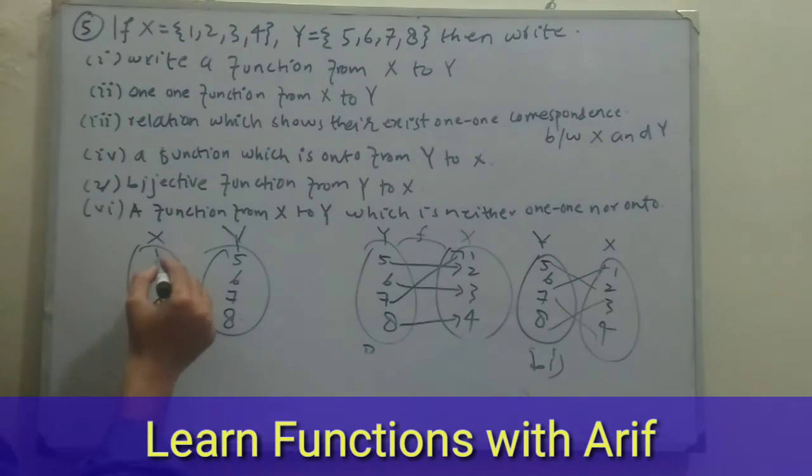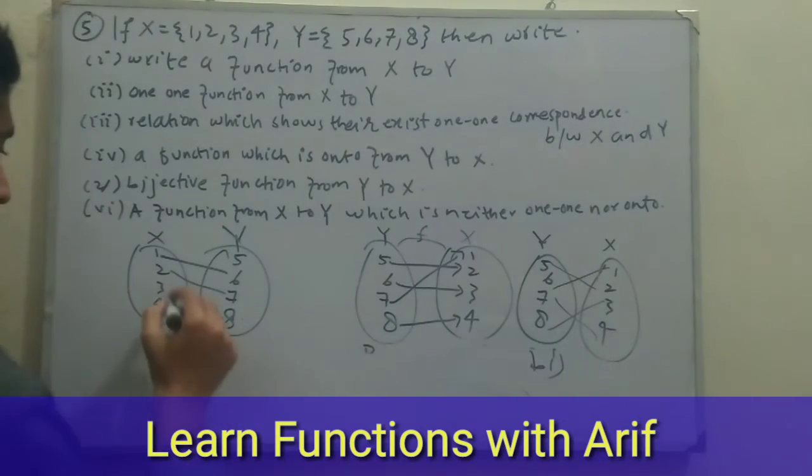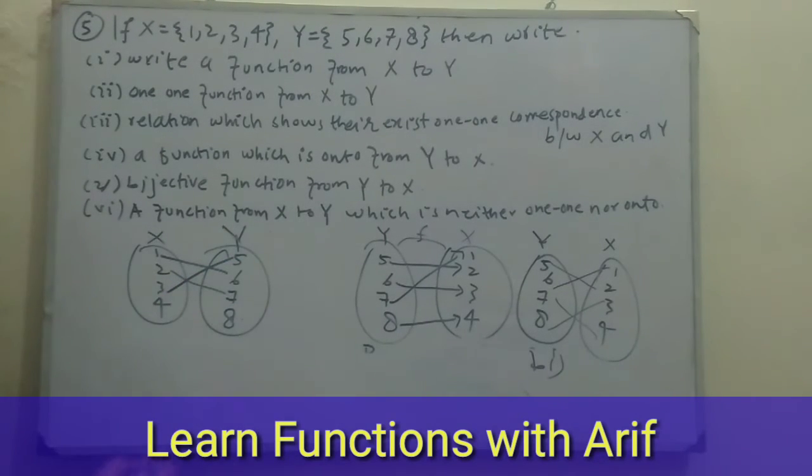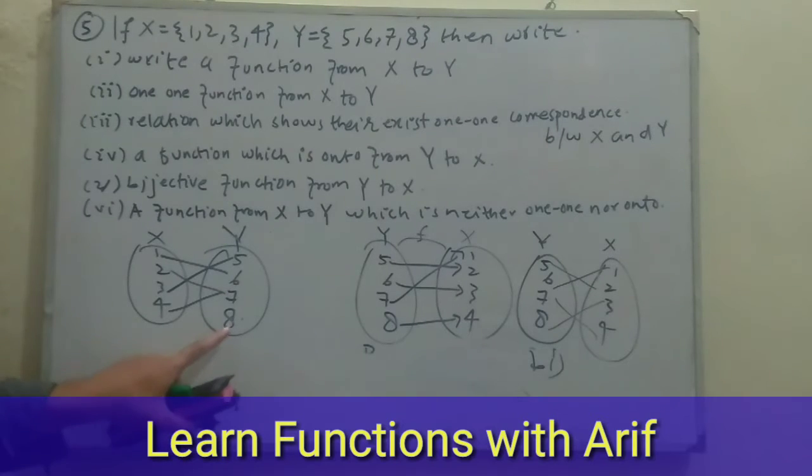Let's suppose 1 is mapped with 6, 2 is mapped with 7, 3 is mapped with 5, and 4 is mapped with 7. So here in the range we are left with a single element, 8, which is not mapped with any element of the set x. So here it is left alone, it's not mapped with each and every element of set x. That's why this is an into function, not an onto. It means that the function must be an into function.